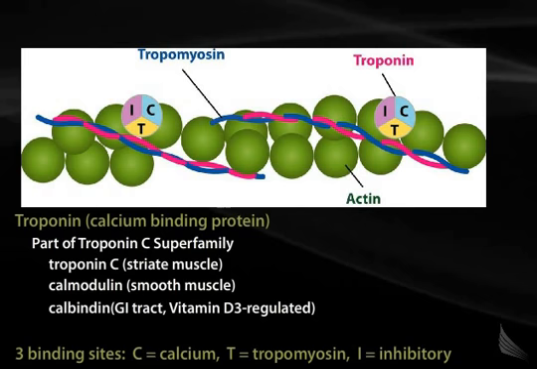Troponin also happens to be part of a large superfamily of calcium-binding proteins. There are many types of proteins that will bind calcium. A few of them are shown here. Troponin, as shown here, with troponin C, calmodulin, calbindin. There are many others, but they are sensors for calcium, and when they bind calcium, this will alter their conformation.